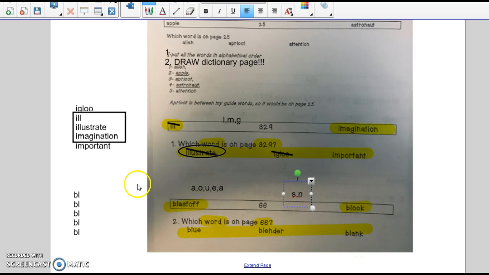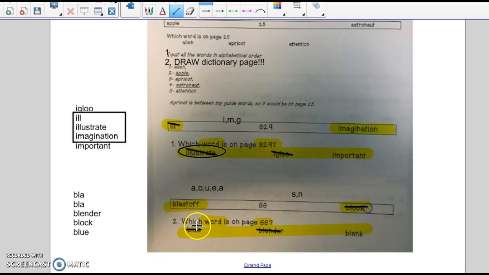Which one comes first? A, B, C, D. Well, now I should go ahead and put, actually, I'm going to do that. BLA, BLA, BLE, BLO, BLU. A, B, C, D, E, F, G, H, I, J, K, L, M, N, O, P, Q, R, S, T, U. So we actually know that blender will go here, block will go here, blue will go here. We just have to look at our blast off and blank. All right, so we have S and N. Which one comes first? N. So blank, and then blast off.